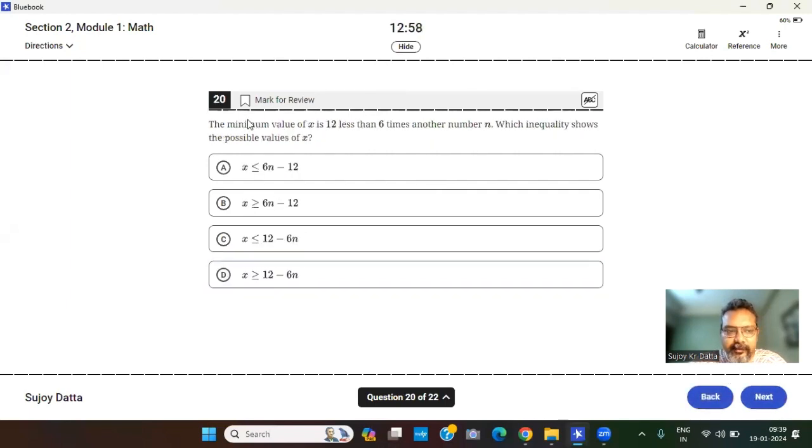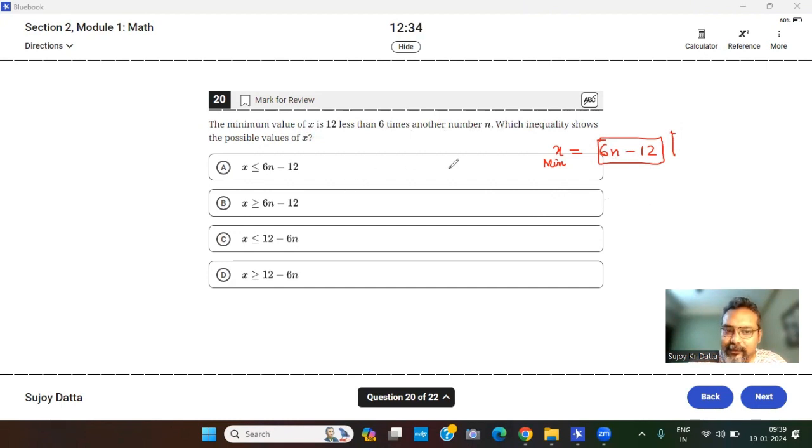The minimum value of x. So x is 12 less than 6 times. Okay. So they're saying which inequality shows possible values of x. So the minimum value is this. Okay. X minimum is this. That means the other possible values of x will be greater than this.